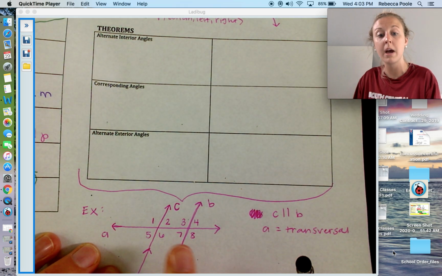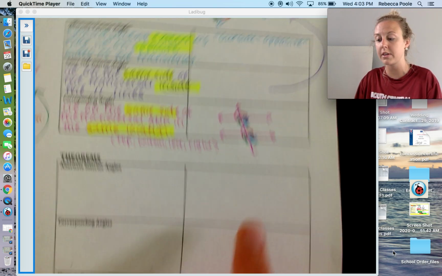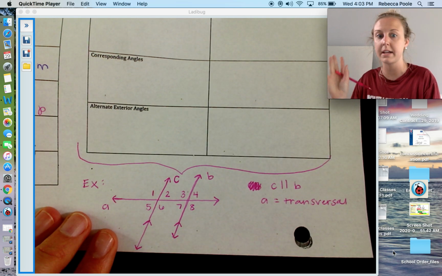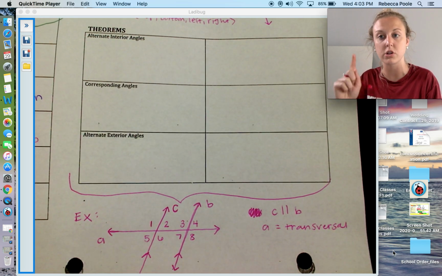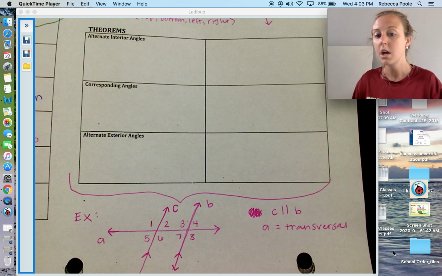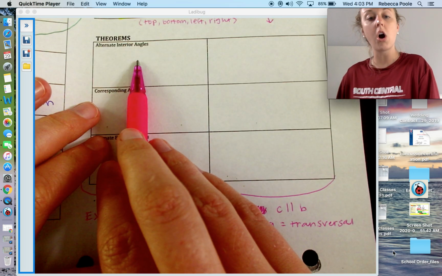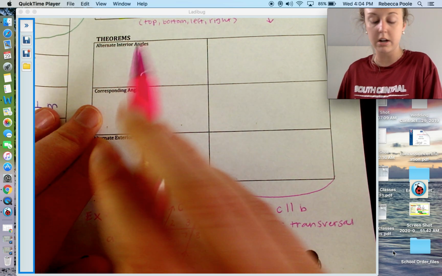I'm just showing you how this picture looks a little different than the ones we did up there because my parallel lines are the vertical ones now, and that's totally fine. That's why I did a different picture so you can see it different ways, okay? So C is parallel to B and A is a transversal. This is your alternate interior angles theorem.